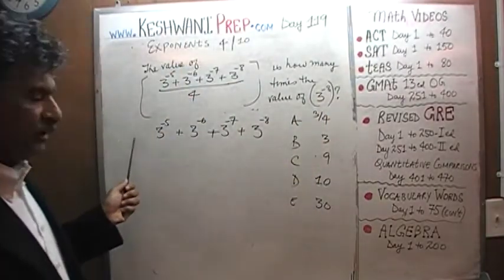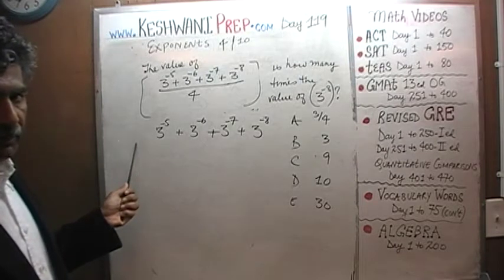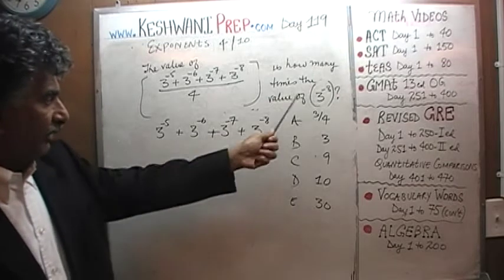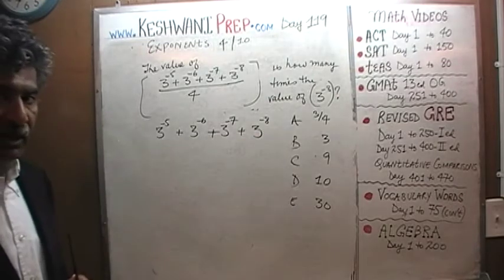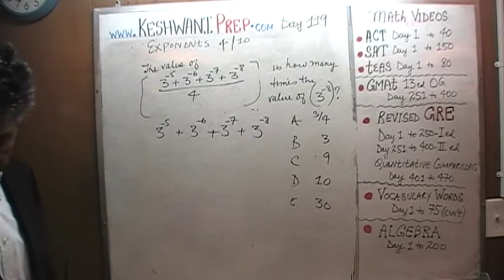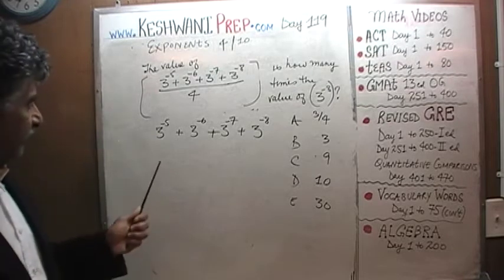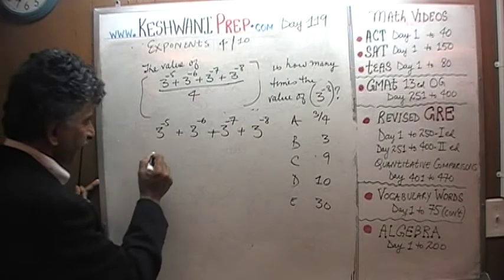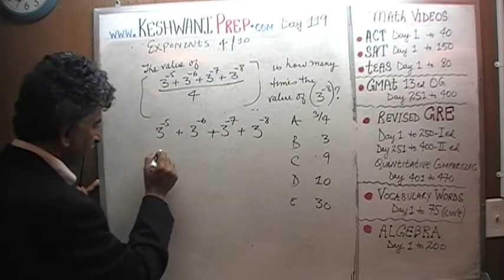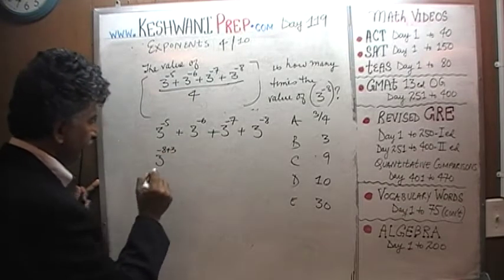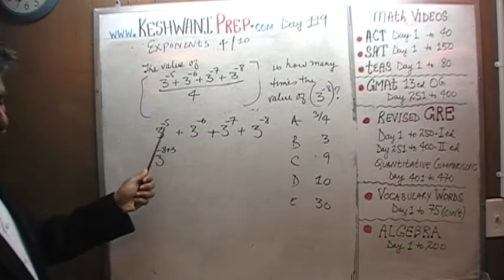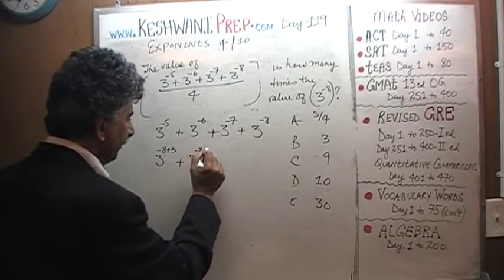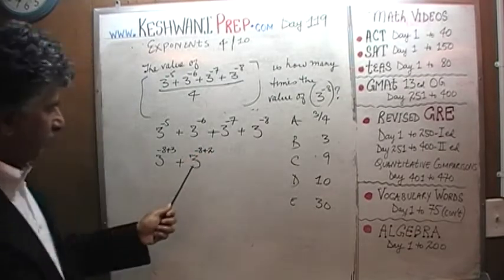Somehow, if we can get 3 raised to negative 8 outside as a common factor, we can figure out how many times 3 raised to negative 8 is. We can answer the question. How can we get 3 raised to negative 8 outside? Well, that's very simple. Just like yesterday, we have to write 3 raised to negative 5 as 3 raised to negative 8 plus 3. Negative 8 plus 3 is negative 5. Plus 3 raised to negative 8 plus 2.